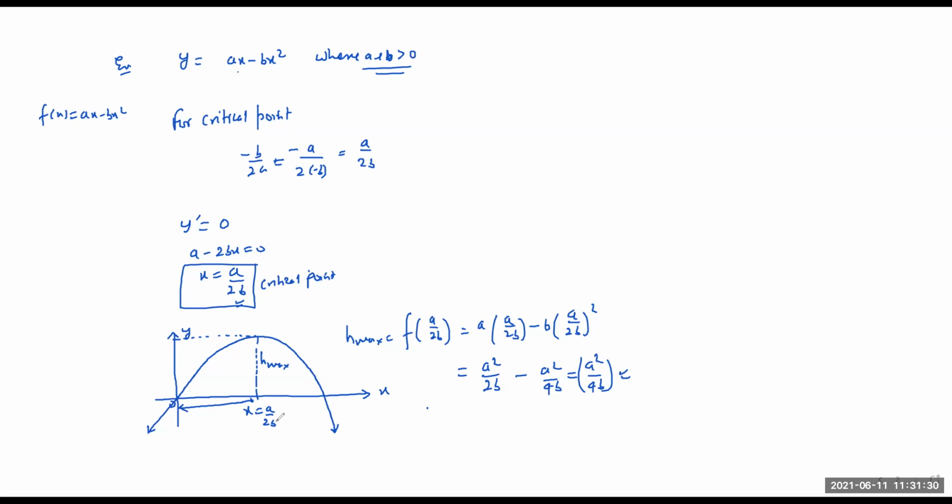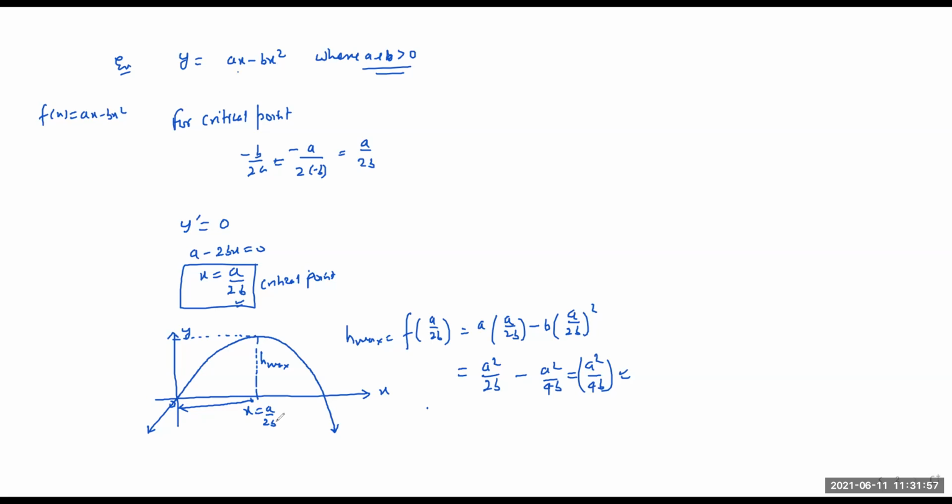Sir, this x is equal to a by 2b is the point on the x-axis at which the height is maximum? Correct. So x equals to a by 2b is the point on the x-axis at which the y becomes maximum. If you walk along the x-axis and look at the graph above you, then the highest point of the graph will appear at x equals to a by 2b. It is the critical point of maxima, right?